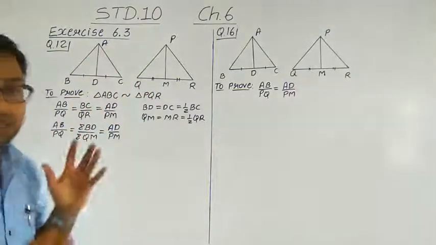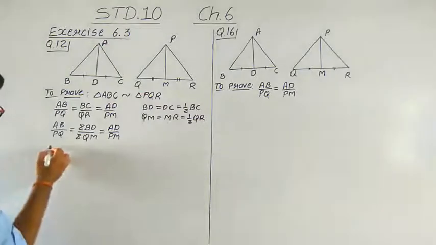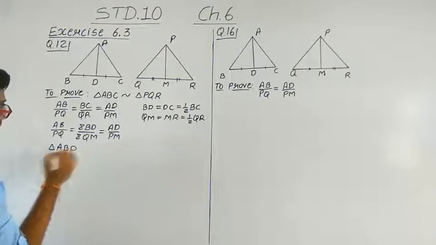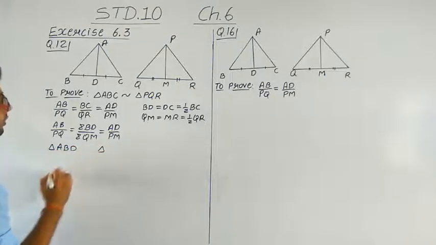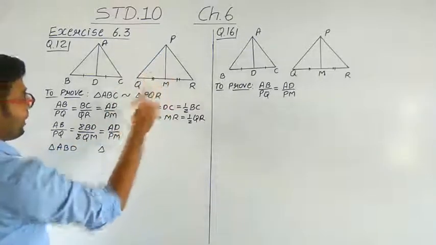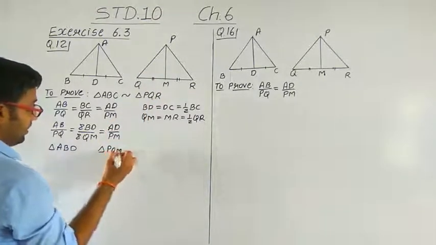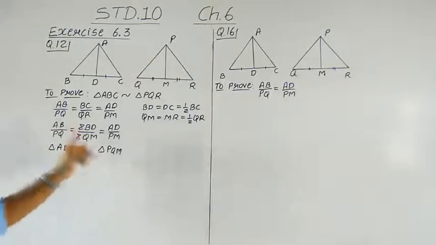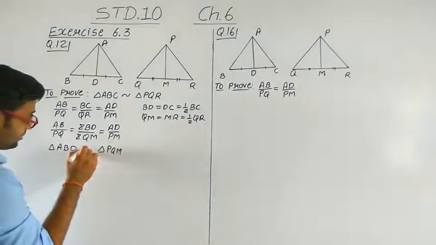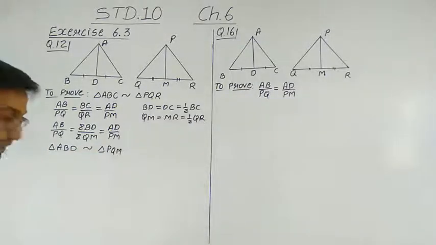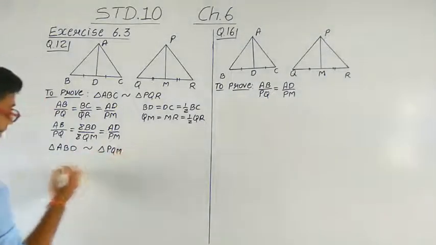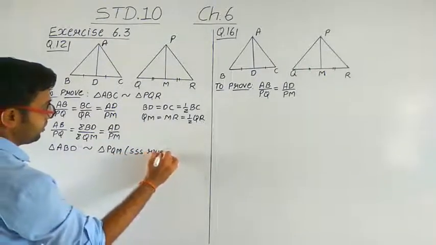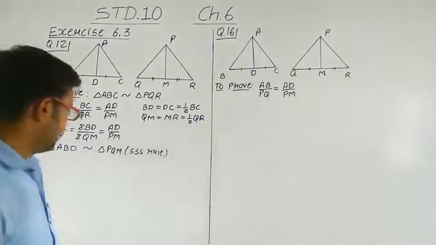That means all the three sides of the two triangles, triangle ABD and triangle PQM, you can see here that all the three sides of these two triangles are in the same proportion. So we can say that these two triangles are similar to each other, according to the side side side criteria.